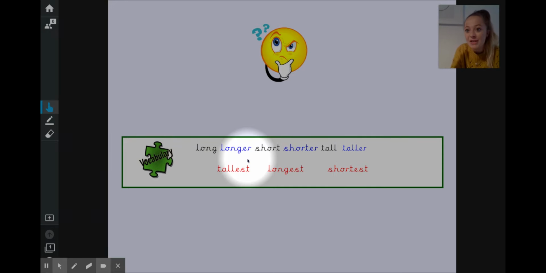We are looking at measuring lengths and heights using different things. Let's quickly remind ourselves of what those words length and height mean. Can you have a little think? What do those two things mean?